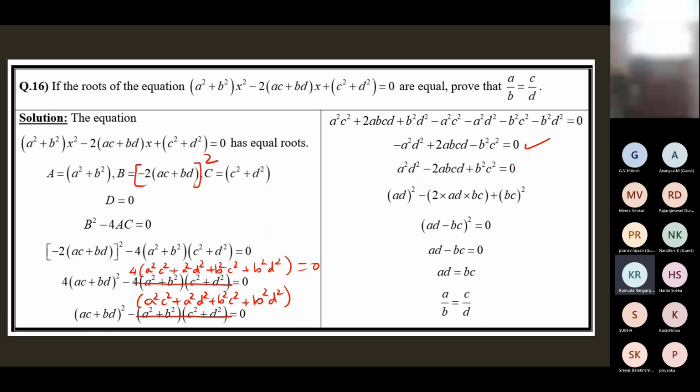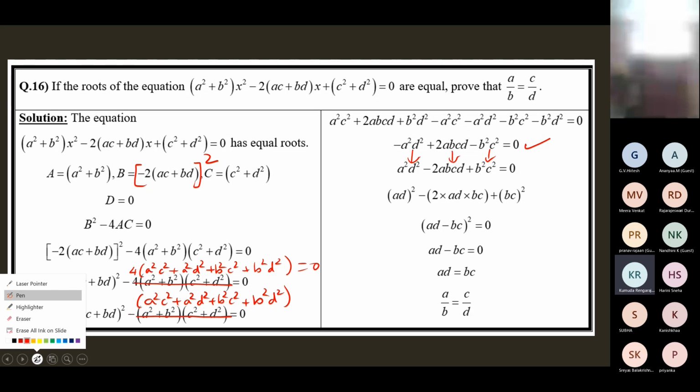In the next step, I've changed the signs throughout. Minus a square d square plus a square d square, minus becomes plus. You're changing the signs throughout, writing the terms with the opposite signs everywhere.